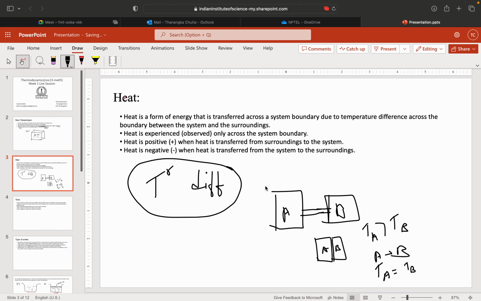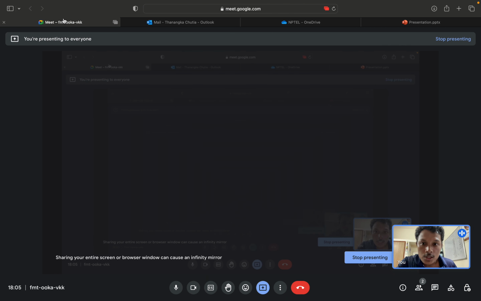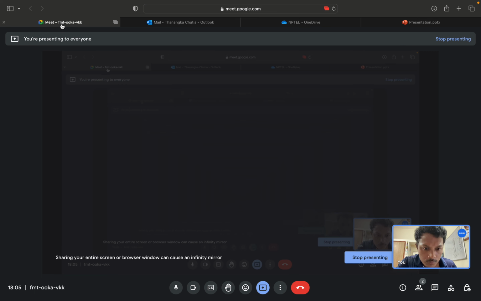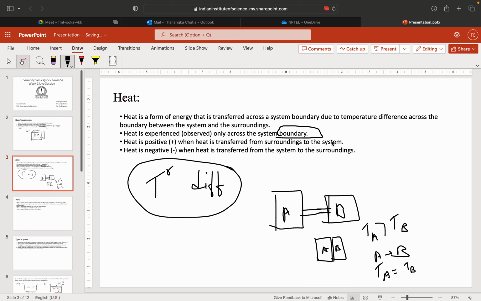Now one thing should be kept in mind, that heat is always a boundary phenomenon. That means whatever heat transfer you are experiencing, whatever heat you will be getting, you will be getting only at the boundary.